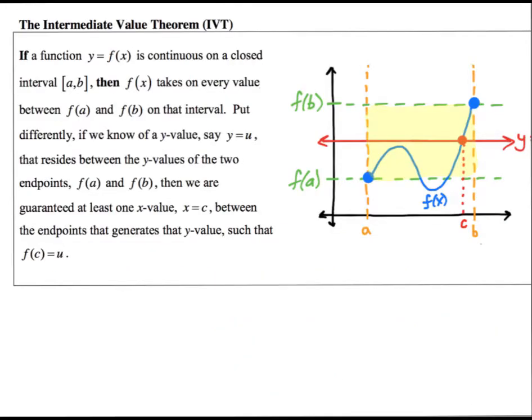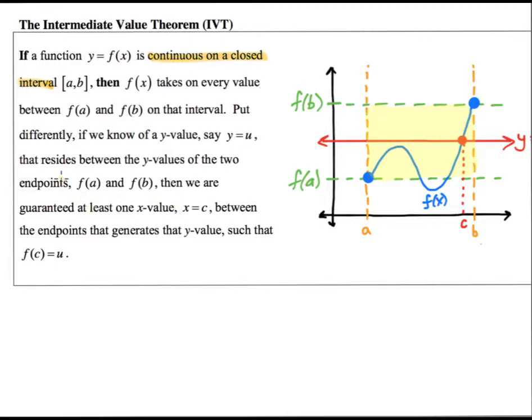Last thing we're going to look at today is something called the intermediate value theorem. Now this theorem says if you have a function that is continuous over a closed interval from a to b, so that's a requirement. We have to always check and make sure we have a continuous function on the closed interval. Then our function takes on every value between f of a and f of b on that interval.